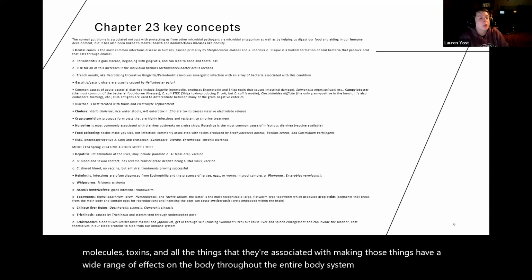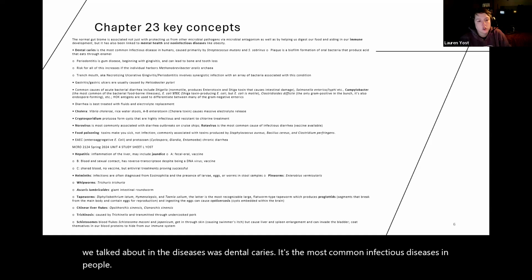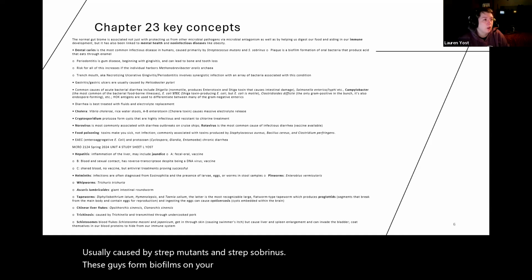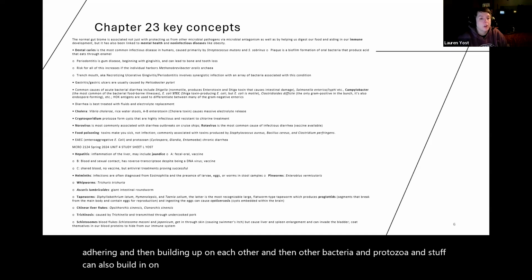So our first thing that we talked about in the diseases was dental caries. It's the most common infectious disease in people, usually caused by Strep mutans and Strep sobrinus. These guys form biofilms on your teeth, by using their capsules or their slime layers and just adhering and then building up on each other, and then other bacteria and protozoa can also build in on those biofilms that are forming. That's what's going to form plaque.